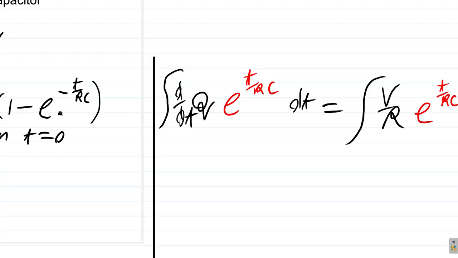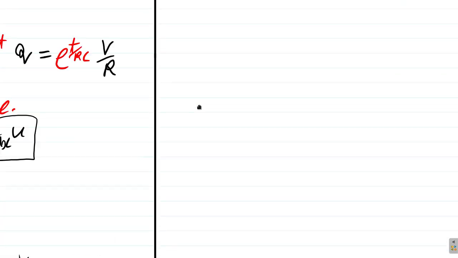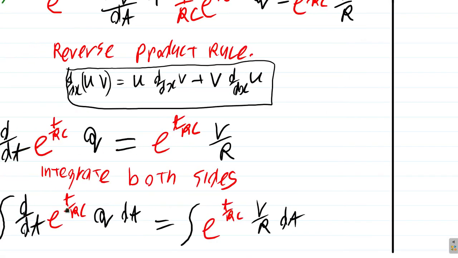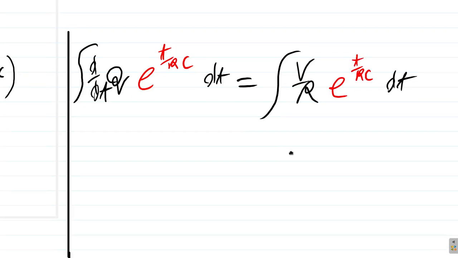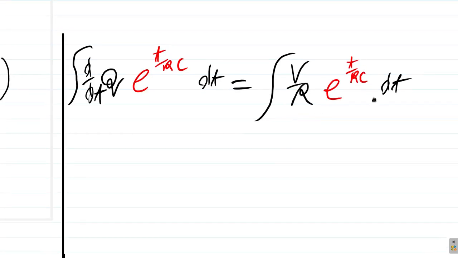Alright, so let's just double check, make sure everything is alright. The integral of d by dt of q e to the t over RC dt is equal to the integral of v over r e to the t over RC dt.